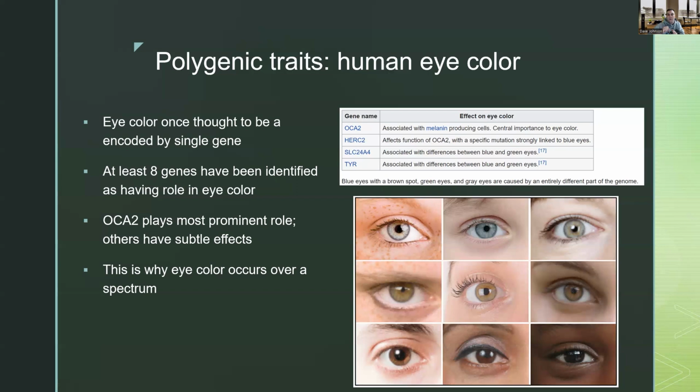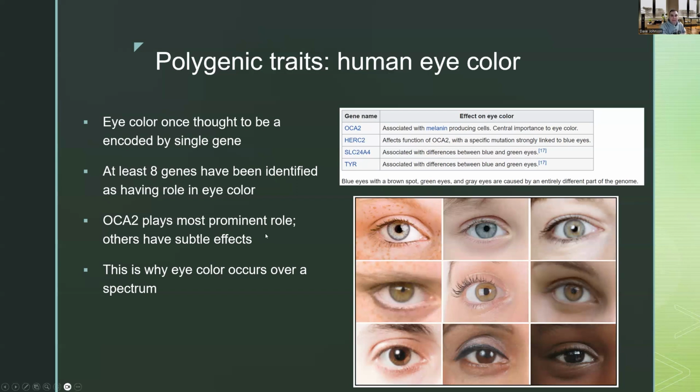control more of the type of blue or the type of green or the type of hazel that you have, and that's why eye color does occur a bit over a spectrum. Like I said, there's at least 8 genes in here. OCA2 is the one that really has the most prominent role. That's when we think brown eye versus blue eyed, and then the other genes contribute to the type of blue eyes you have or the type of brown eyes you have.